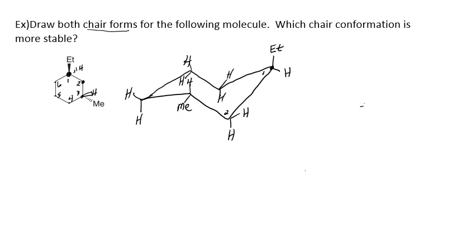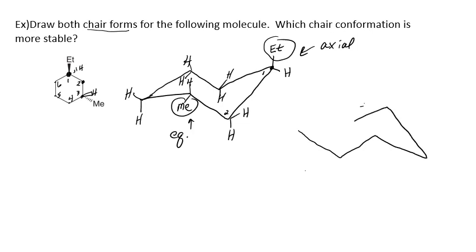All right, so let's look at what we have here. An ethyl that's axial, and a methyl that's equatorial. Let's draw the next flipped chair version. Okay, we can put our substituents in.